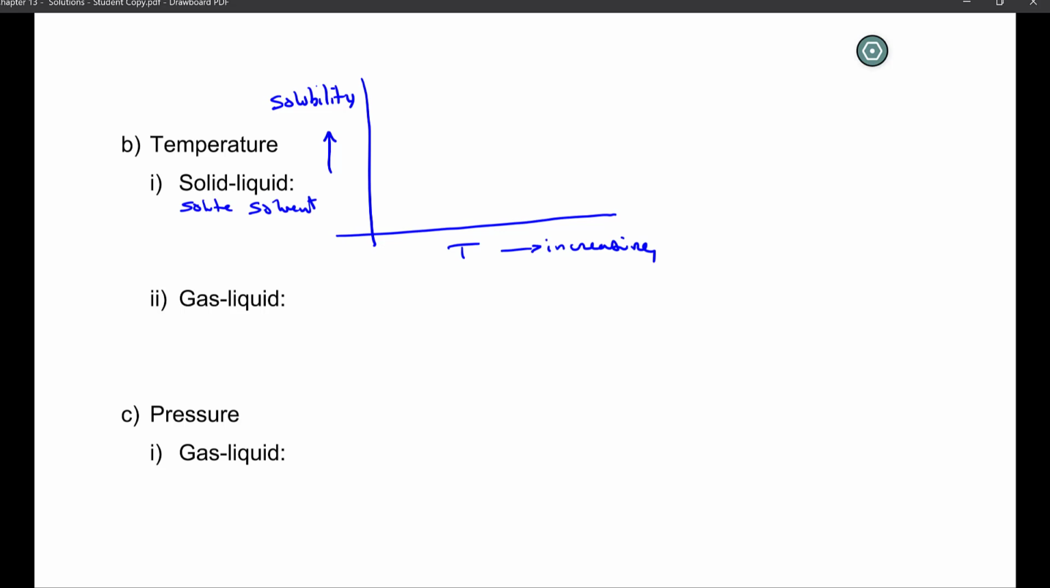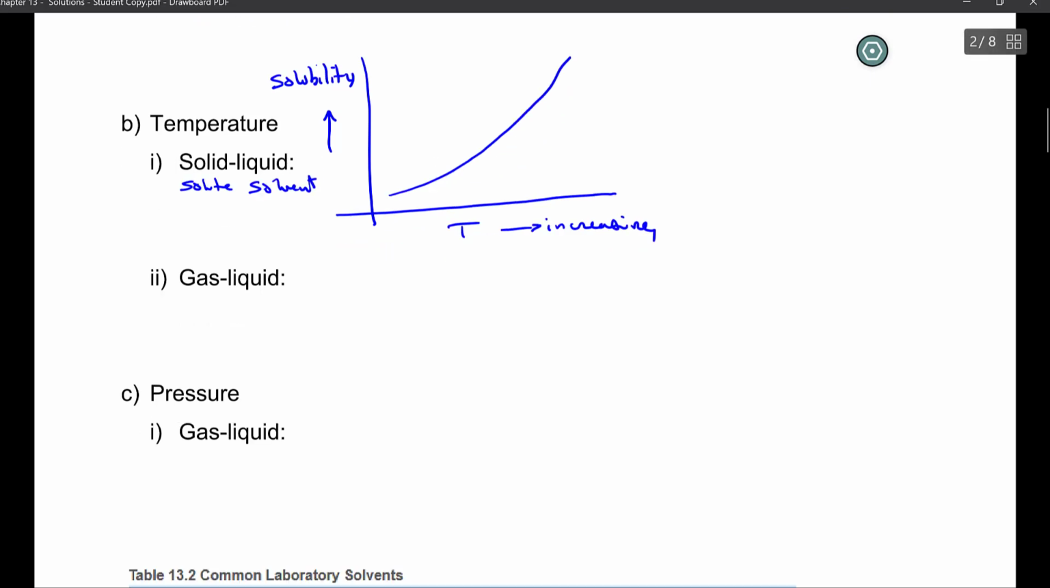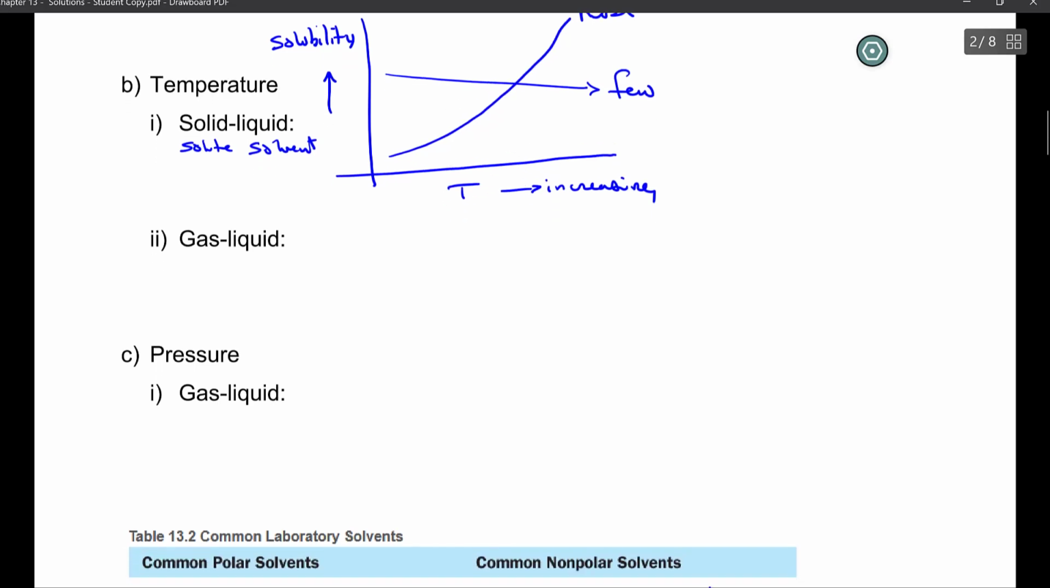In general, for most solid liquids, it goes like this, or it at least goes in the upward direction. A very few go in the opposite direction. So there's a few that go like this, and this is most of them: increase with temperature. What this means is as you increase the temperature on this axis going that way, then the solubility goes up along that axis. Now, like I said, for a few it goes down, but we won't spend a lot of time on that.